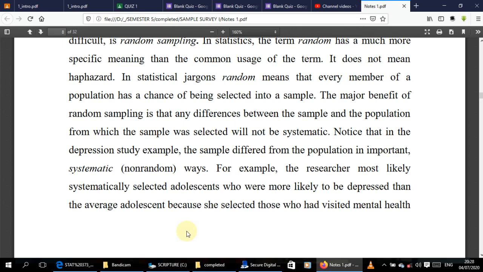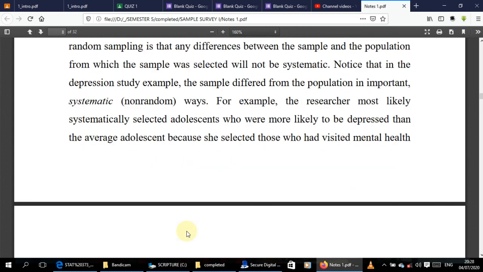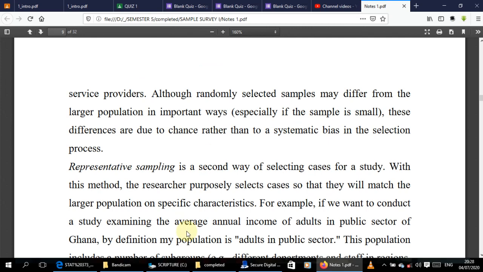Probably the sample you picked wasn't random. That is why you are getting that result. Okay, all right, so take note.